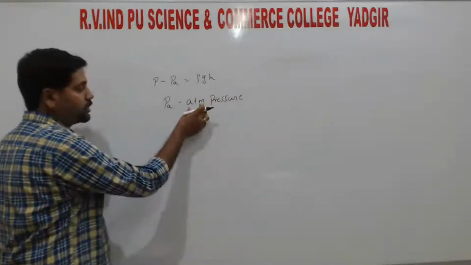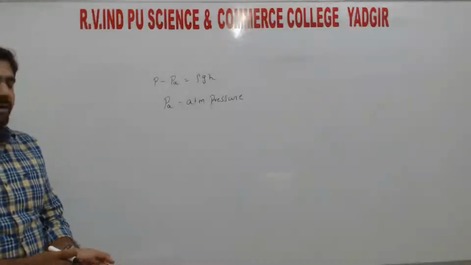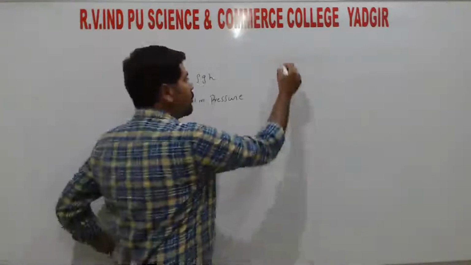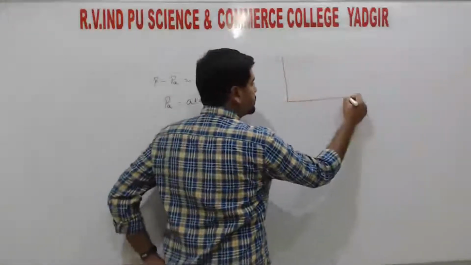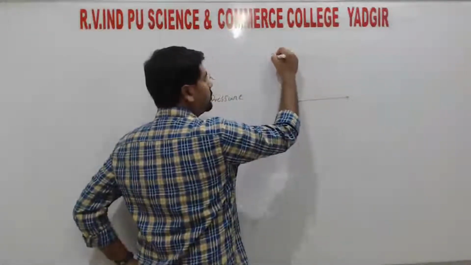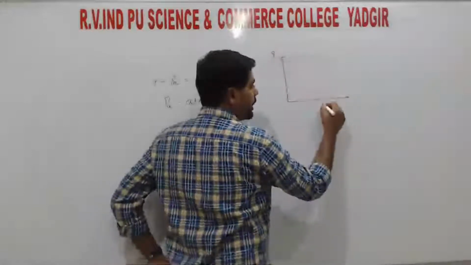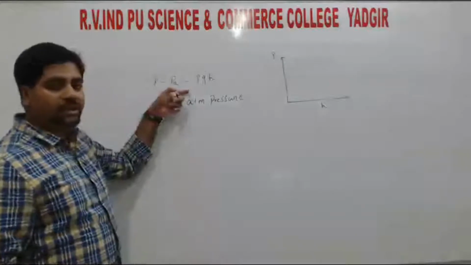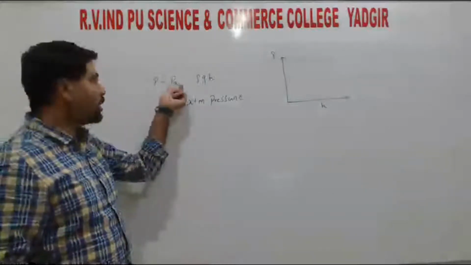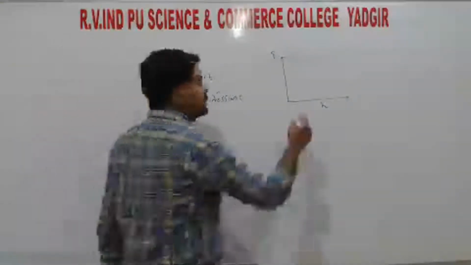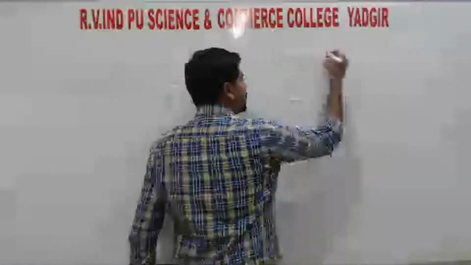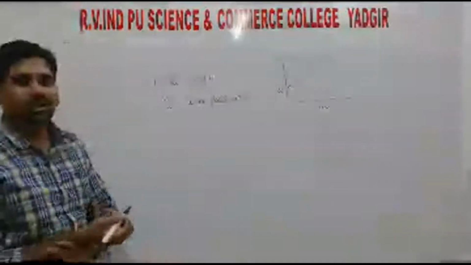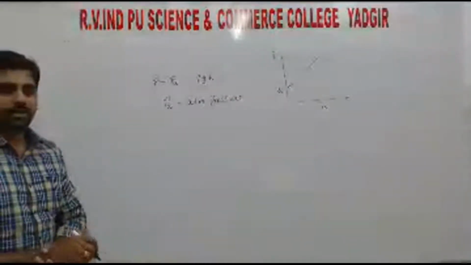Atmospheric pressure, in short, we will write as ATM, right? So if we plot the graph of pressure versus height, along the y-axis we can take pressure and along the x-axis we can take the height. For this relation, if we plot the graph, with PA as the intercept, the curve will be like this. So PA is the atmospheric pressure.